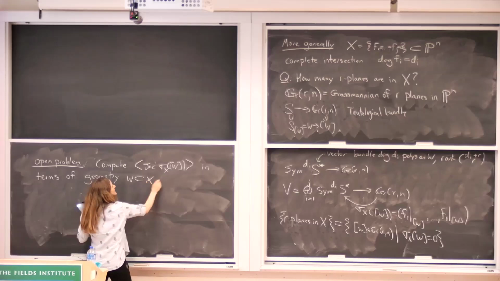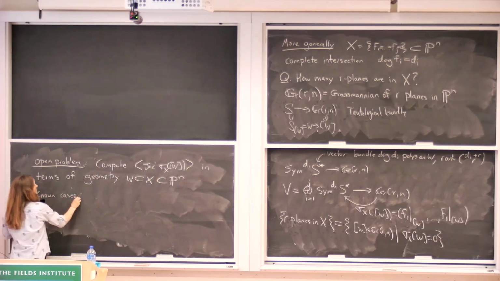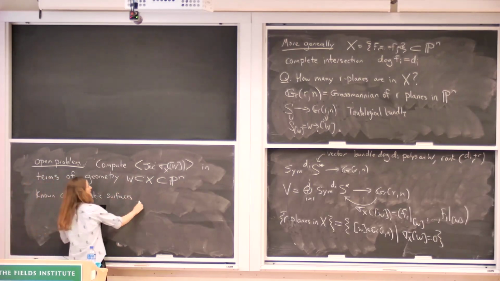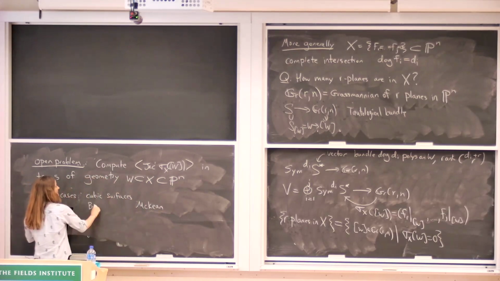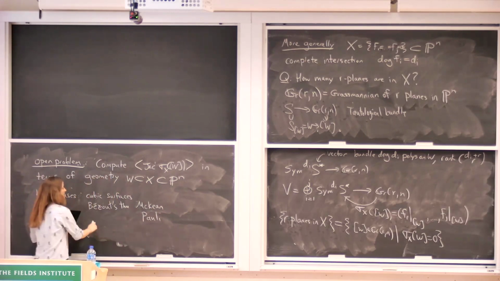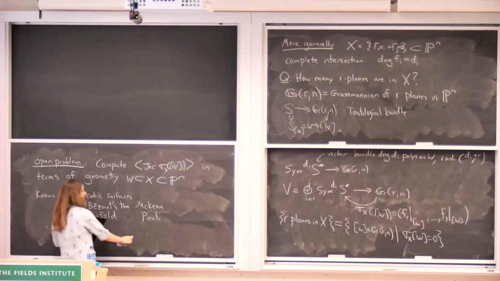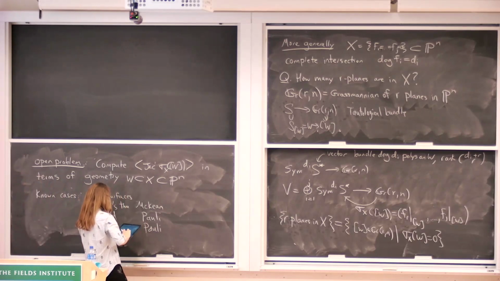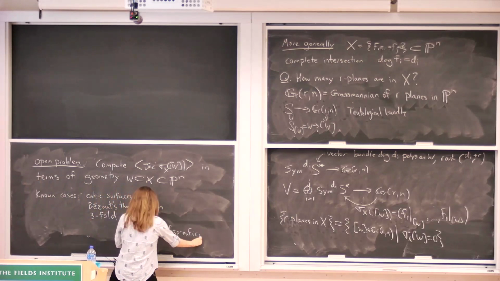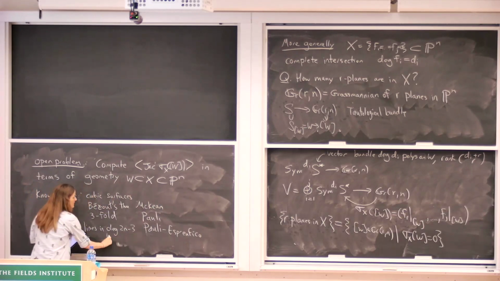W, it's an R plane inside a complete intersection inside Pn. And the known cases, we just discussed cubic surfaces. And McKean did Bézout's theorem. And Sabrina Pauli did the quintic threefold, building off a paper of Finashin and Kharlamov, and then Pauli, Felipe Espreafico did lines in a degree 2n minus 3 hypersurface.